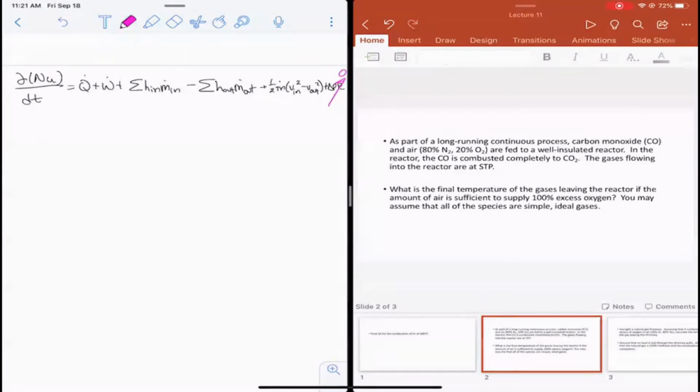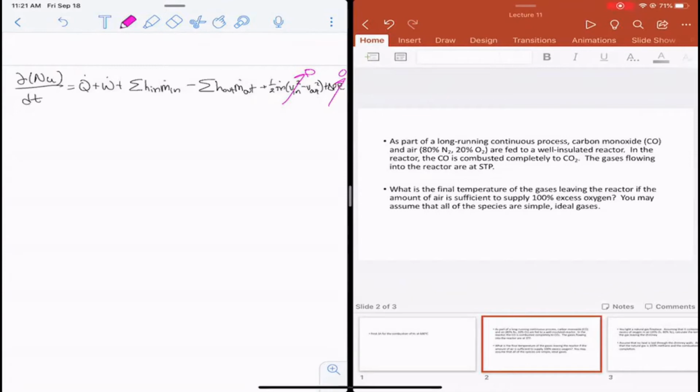Unless there's real extreme differences in velocity, this is going to go to 0. And you don't really expect there to be, because even if the temperature goes up a little bit and the number of moles of gas change slightly, that's not going to really impact the velocity a lot.